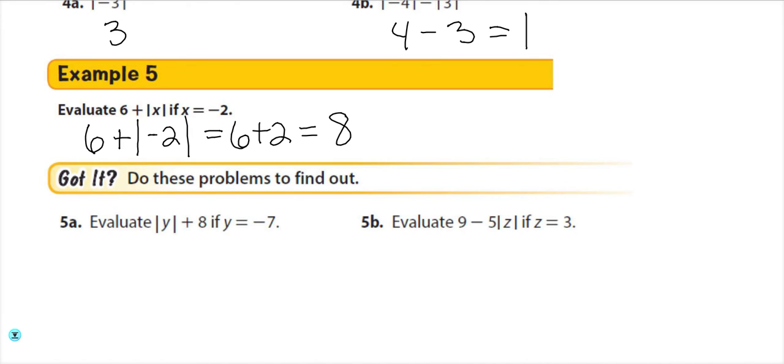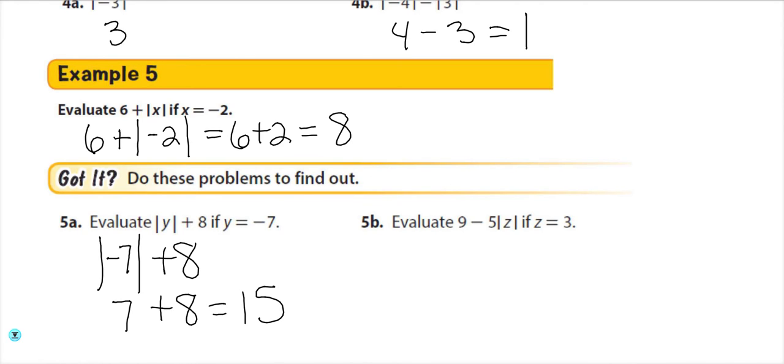All right, let's take a look here. So we have evaluate the absolute value of y plus 8 if y equals -7. So let's write it first. All right, so when I have the absolute value of -7 plus 8, what I need to do is figure out how many jumps it is from -7 to 0. So it would take me 7 jumps to get back to 0, and then we're going to add 8 to that, which is going to give us 15.